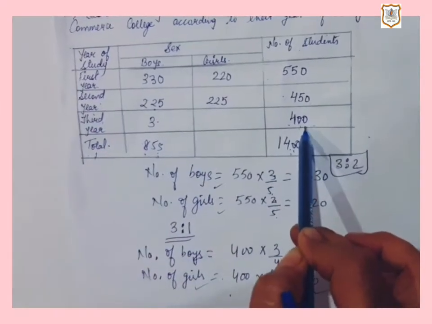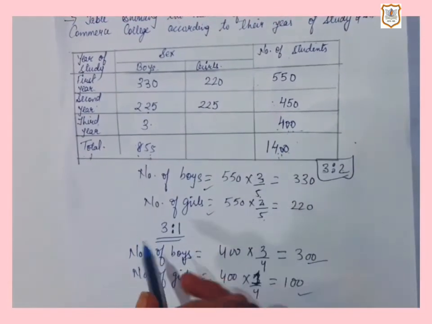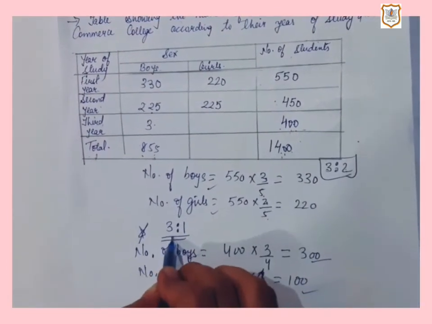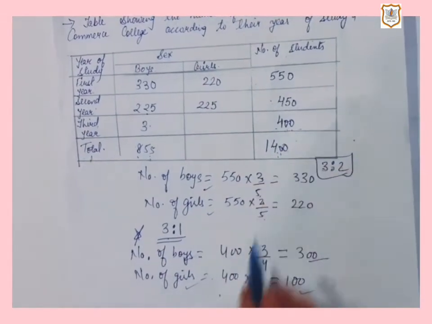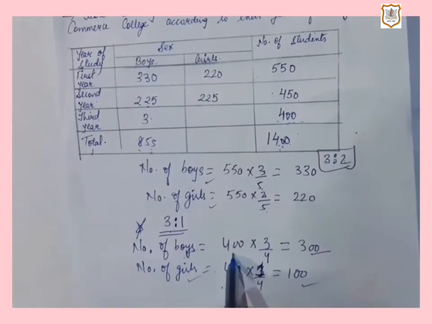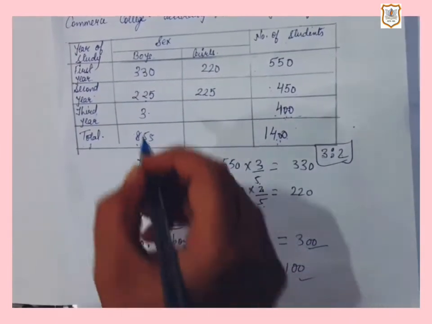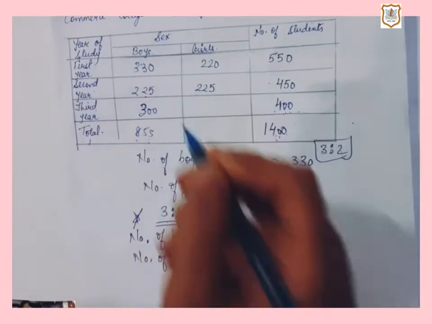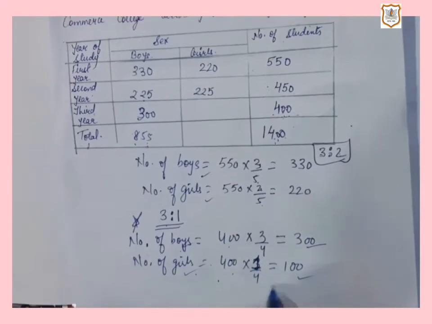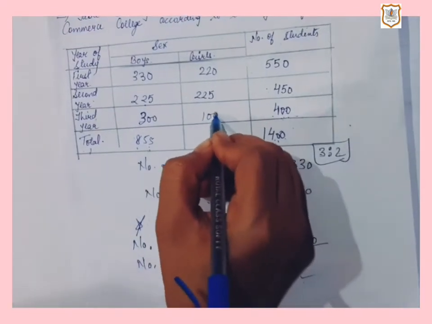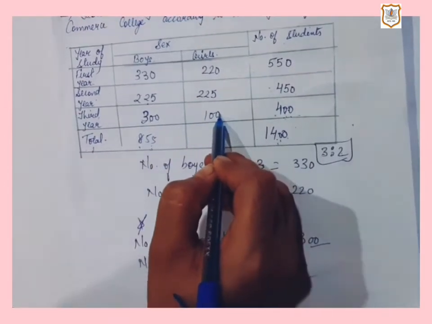Now as mentioned in the question, the number of boys is 3 times the number of girls. So we can say that the proportion will be 3:1. And the total number of students is 400. So number of boys I have taken out by this method. 400 into 3 by 4, that will give you 300. Then number of girls, if you want to find, 400 into 1 by 4, that will give you 100. So this way we came to know about the number of boys and girls of third year students.